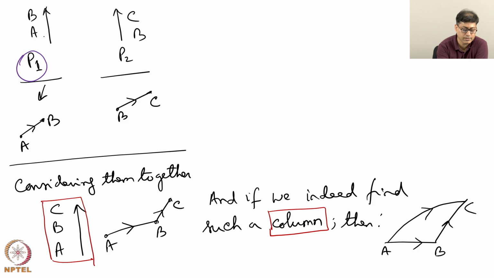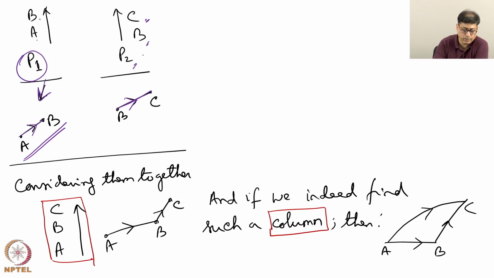Say from the P1 section we get a succession with A at the bottom and B at the top, and in the P2 succession we get B at the bottom and C at the top. Then from the P1 section, suppose we are drawing a section-wise graph, then A and B can be drawn: A lies below B, and B towards C is given.